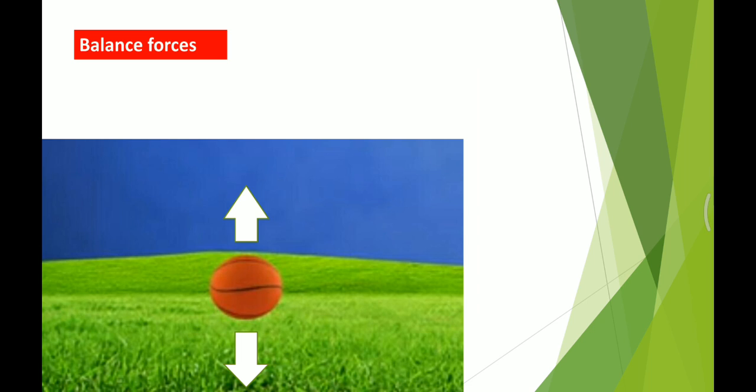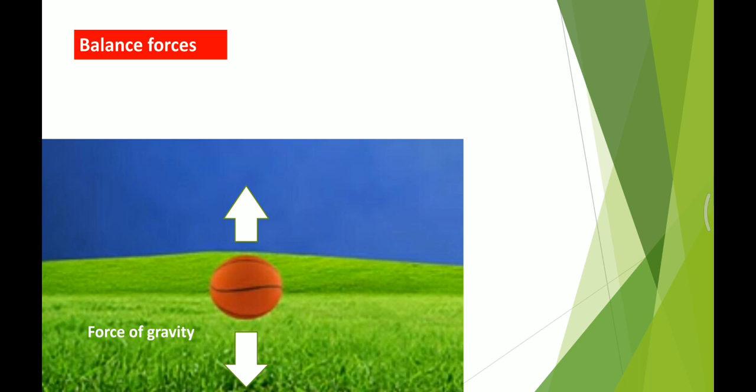Here, the ball is lying on the ground. At that time, two forces are acting on the ball. The first force is the force of gravity, which is due to the earth's gravity. And we know the tendency of the earth is to attract every object towards its center. Whenever the ball is at rest or in motion, there is always a force of gravity acting on it, which is in a downward direction.